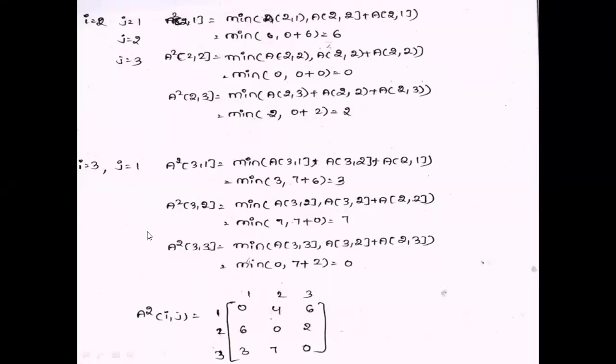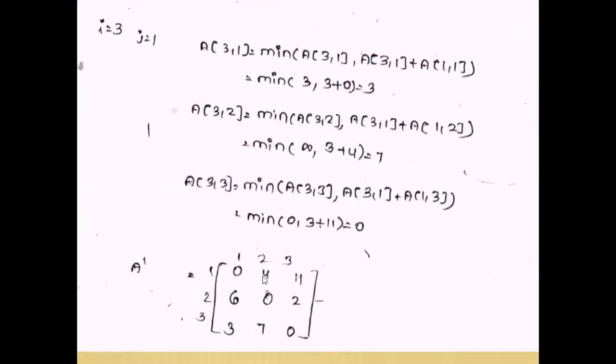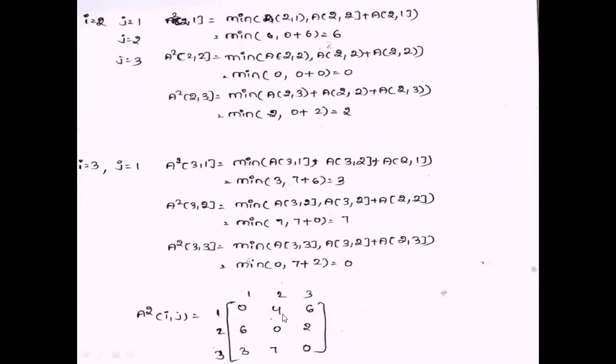So we are calculating A square. That is, we are finding the shortest path through intermediate vertex 2. The difference between the previous matrix, 0 4 11, and the next one, 6 0 2, 3 7 0, is only 6. That is, 1 3 is the difference.